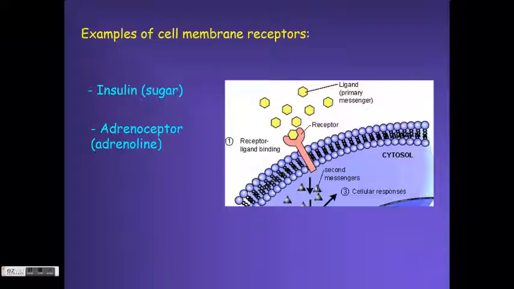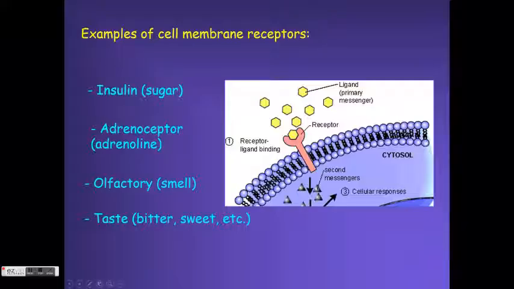In order for a cell to know that adrenaline is present, if this yellow was adrenaline, then it would have to be able to bind to an adrenoreceptor inside the cell membrane. Then the cell would bring that adrenaline in and respond. Another example would be olfactory receptors that are found in your nose for a sense of smell, very similar to the taste receptors that are found on your tongue to help you taste things that might be bitter or sweet.